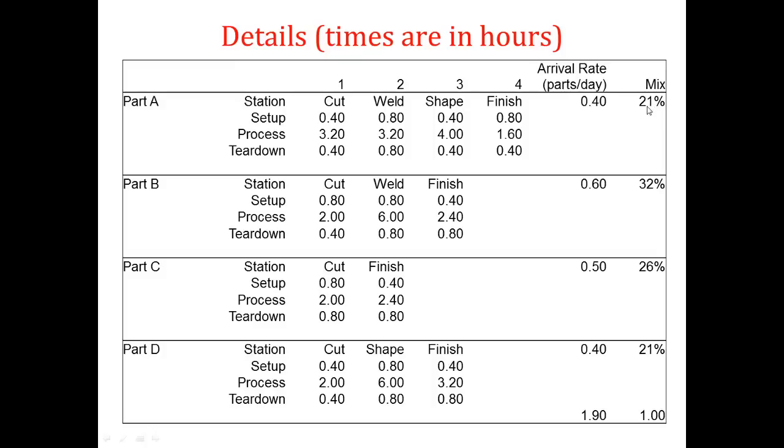So roughly 21% of arriving parts are of type A, 32% are of type B, 26% are of type C, and 21% are of type D.